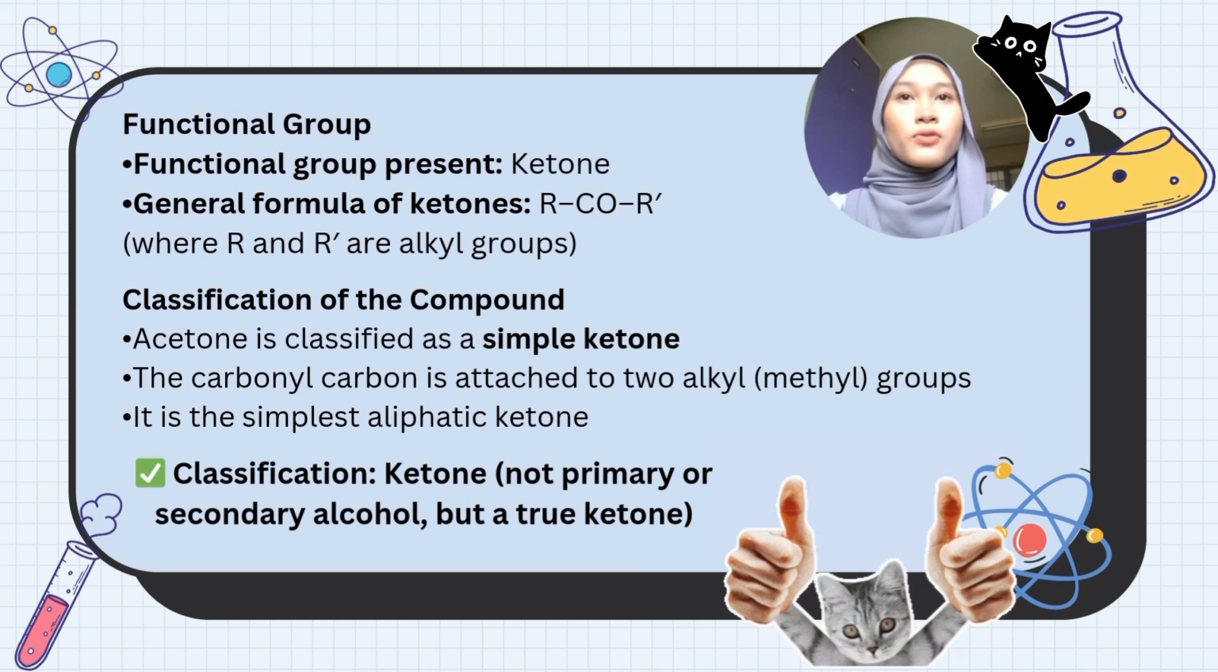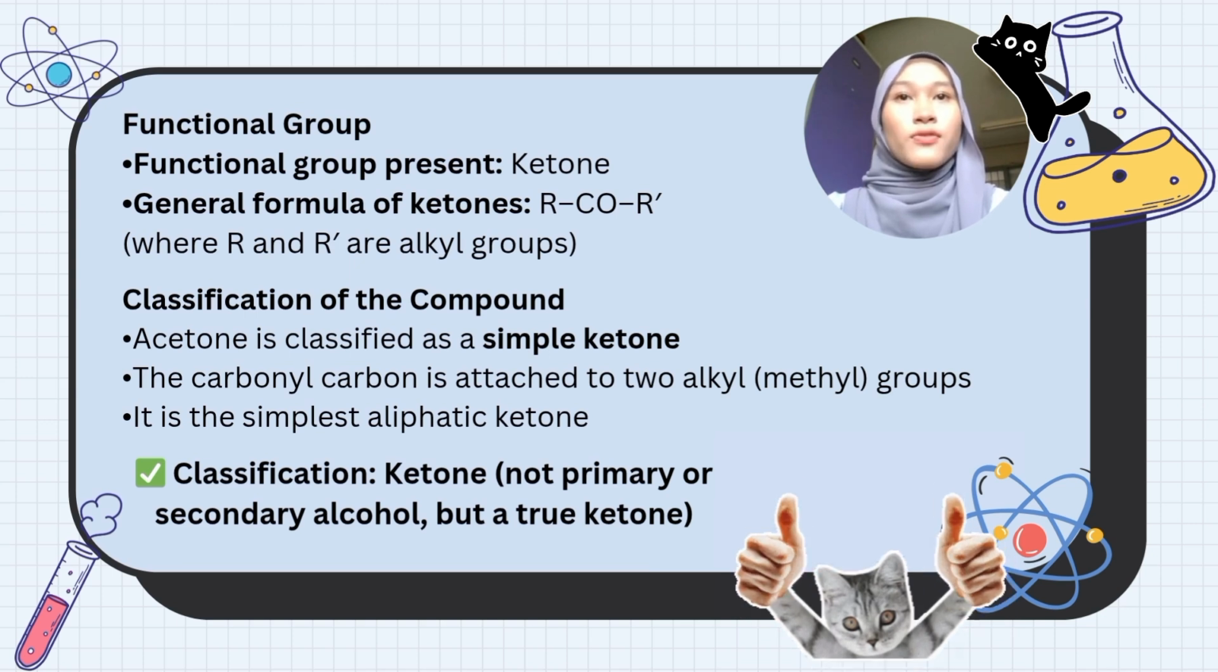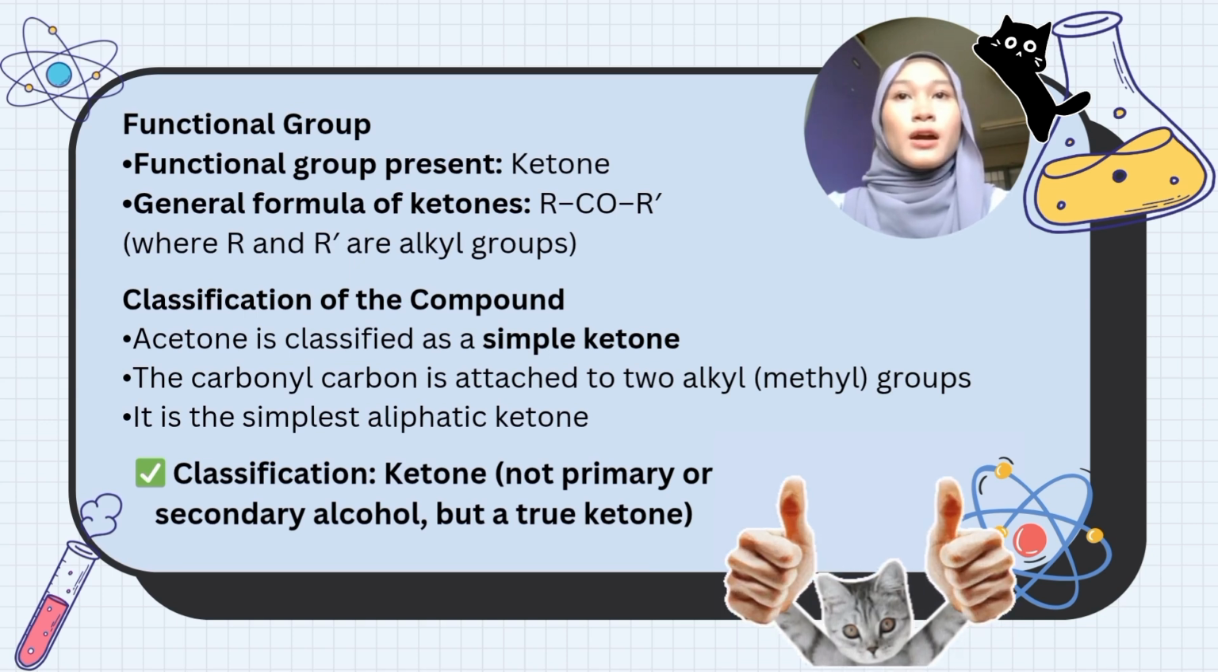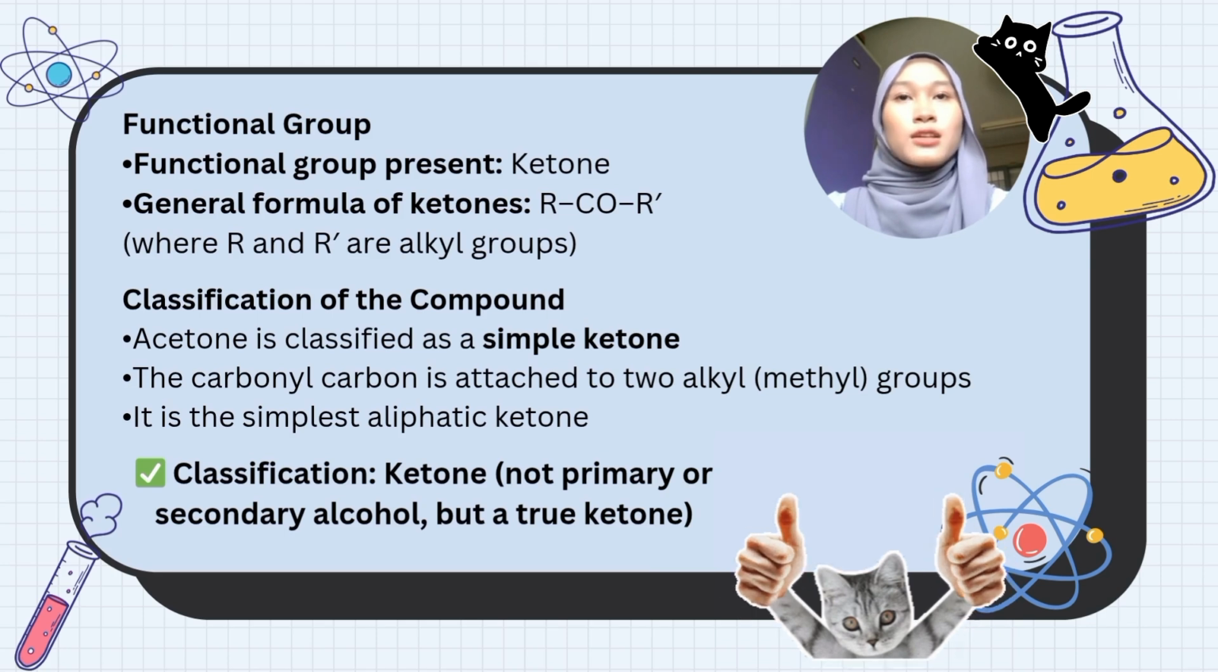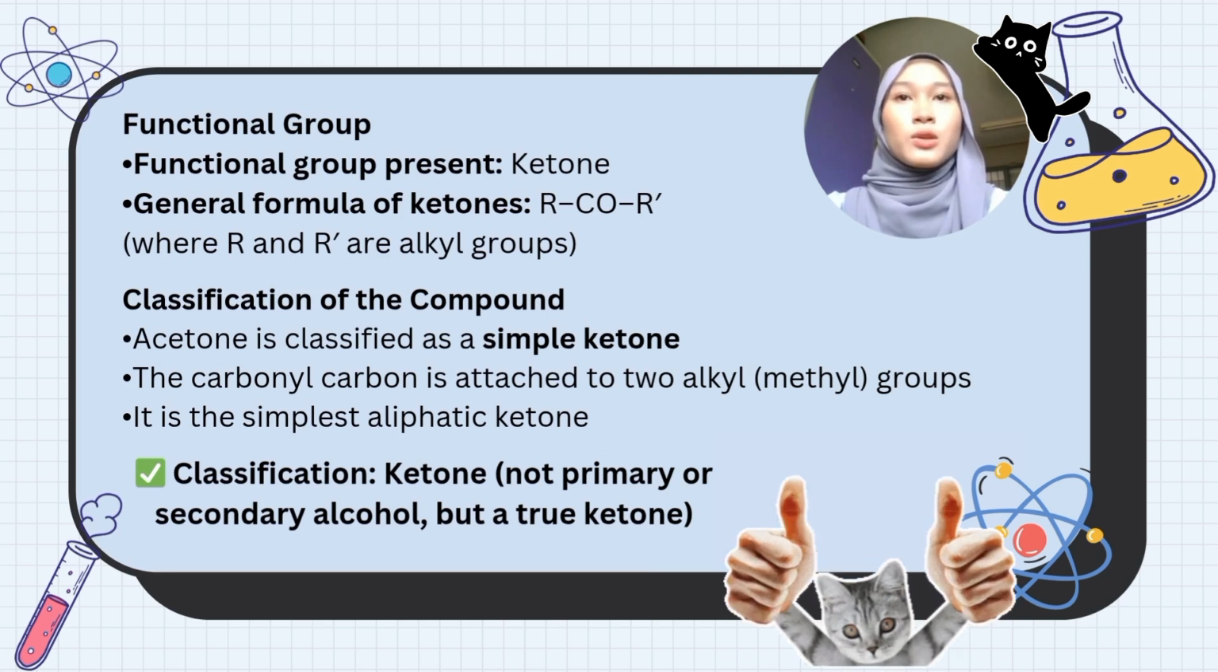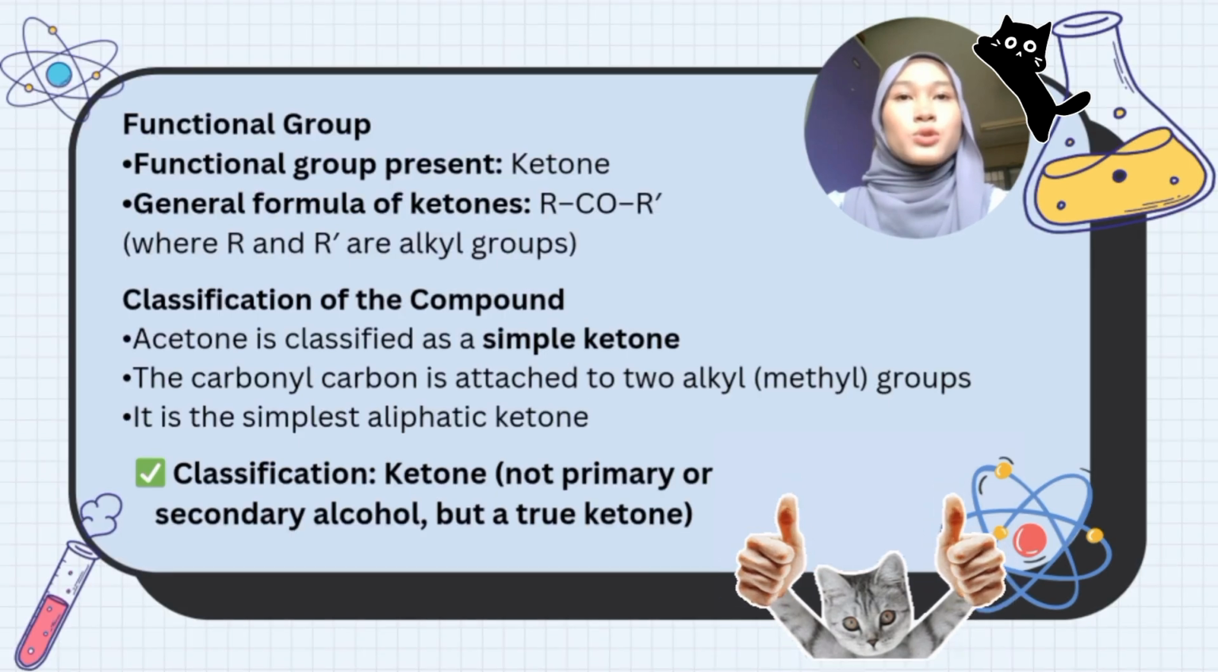Acetone is from the ketone functional group. It is classified as a ketone because its carbonyl carbon is attached to two alkyl groups. It is the simplest aliphatic ketone, and a ketone is not a primary or secondary alcohol, but a true ketone.